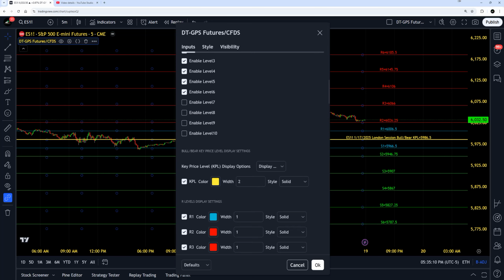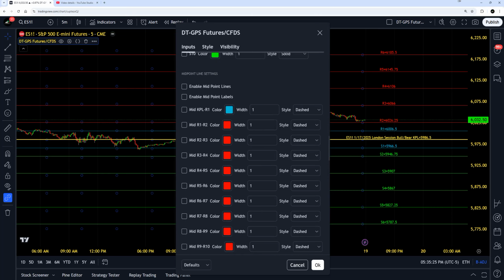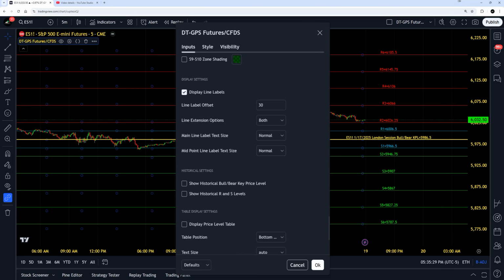Okay, so the first thing you want to do in using this is we need to make the lines right only, and right now they're set to both extended to the left and the right. So you come down here, we have display settings, line extension options, you select right only.